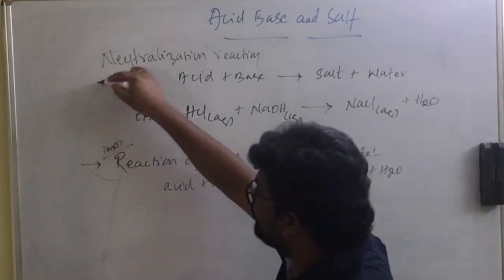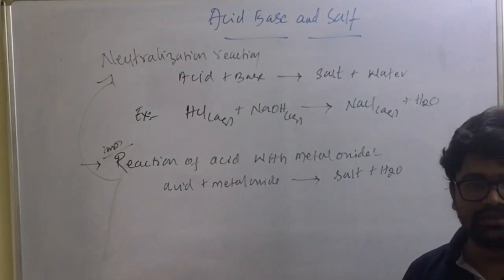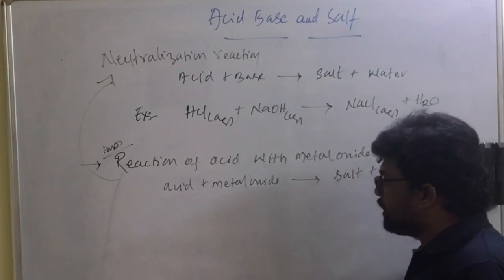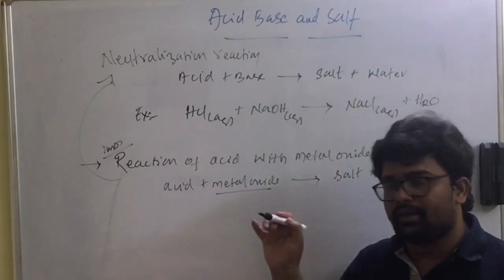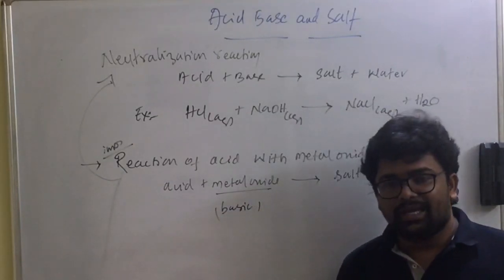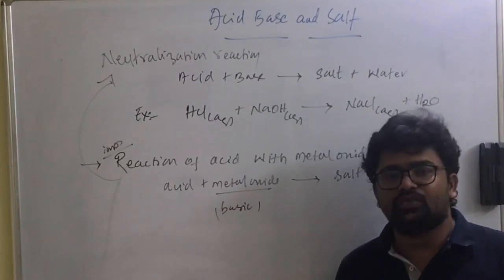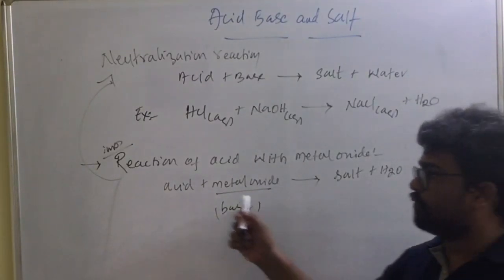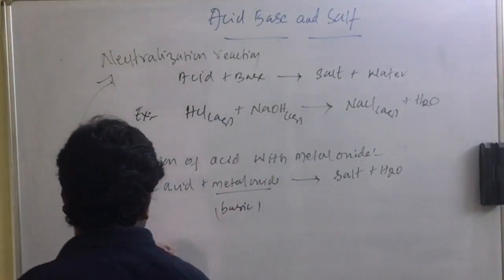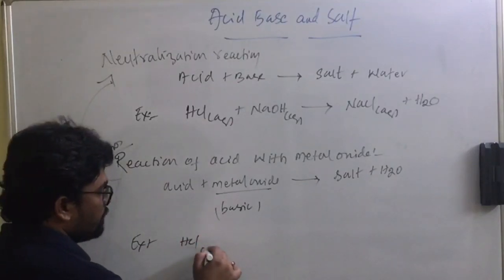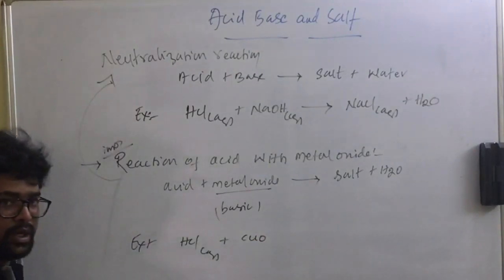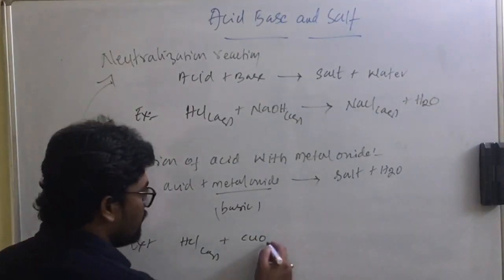Now this is similar to which reaction? Our neutralization reaction, right? If acid is reacting with metal oxide and giving you salt and water, it means these metal oxides should be basic in nature. So we can conclude that metal oxides are basic in nature. When they react with acid, they give you salt and water, similar to our neutralization reaction. Let us understand with an example. I'll take an acid called HCl, hydrochloric acid, reacting with a metal oxide called copper oxide. The color of copper oxide, we all know, is black, right?